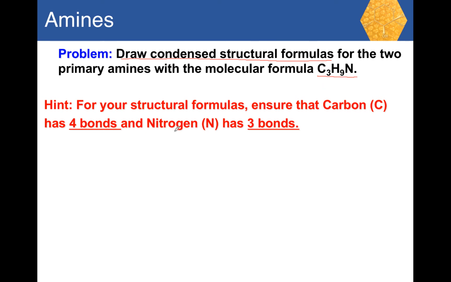C3H9N. Hint: remember that carbon has 4 bonds to it and nitrogen has 3. So whenever you draw your structure, you must have 4 bonds to each carbon and 3 bonds to the nitrogen. There's only 1 nitrogen here. Let us see the answer.